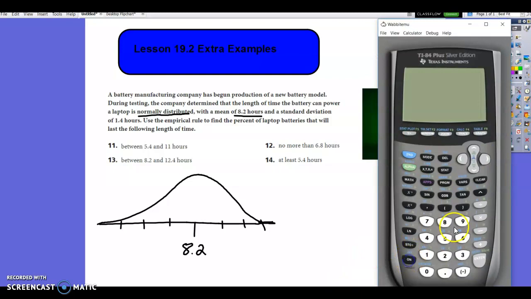8.2. All right, let's do 8.2 plus our standard deviation, which is 1.4. 9.6, we're going to do plus 1.4 again, 11, and plus 1.4 again, and that's going to be 12.4. So we're going to have 9.6, 11, and 12.4.